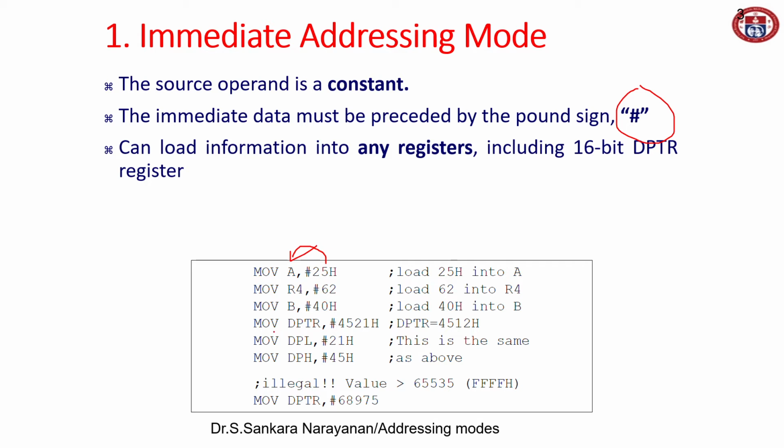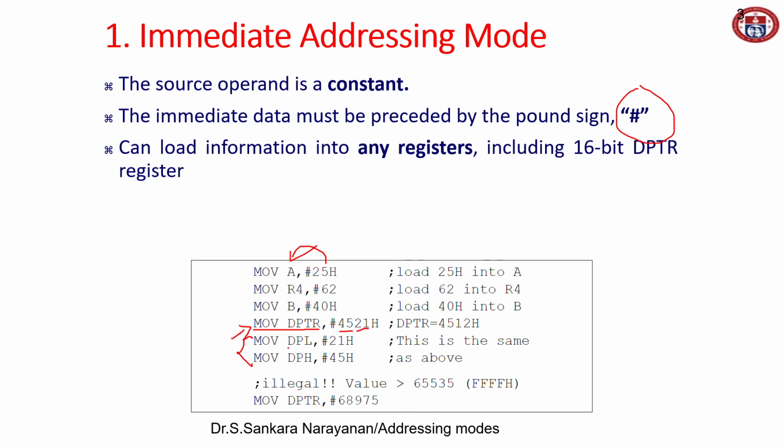Next instruction, MOV DPTR, #4521H. DPTR is the data pointer register, a 16-bit register. The content here, 4521, is moved into DPTR. The 21 is stored in the lower byte of the DPTR, and 45 is stored in the higher byte of the DPTR. So actually this instruction is the same as the following instructions.